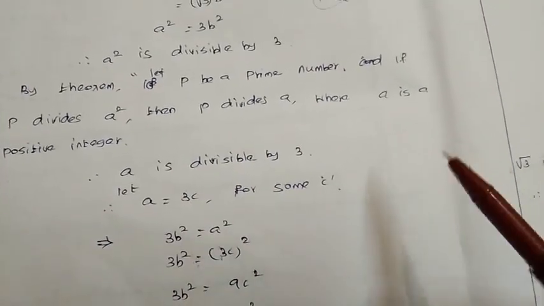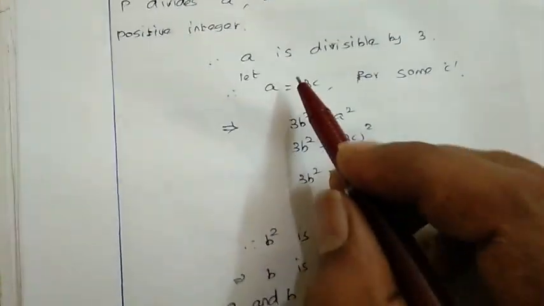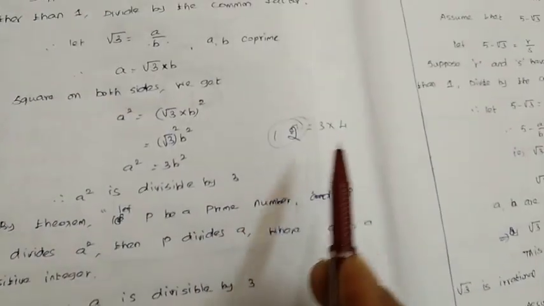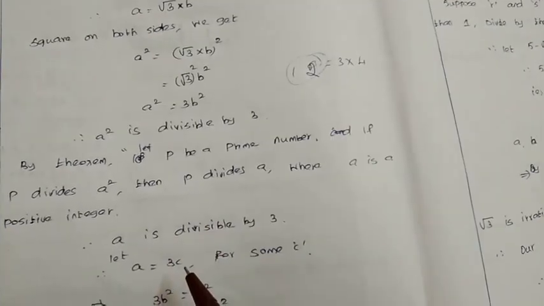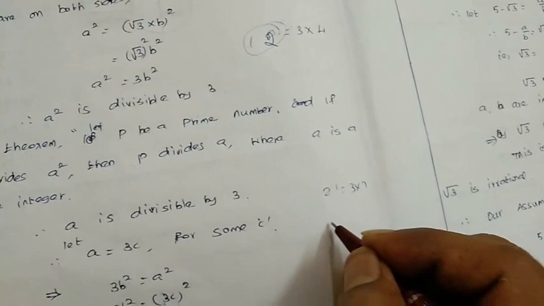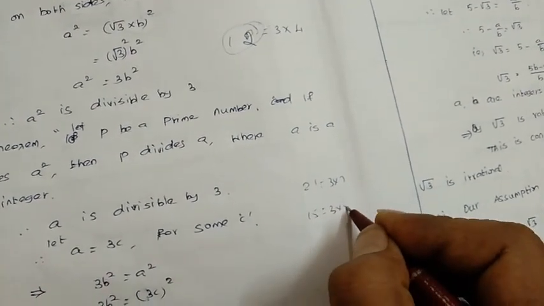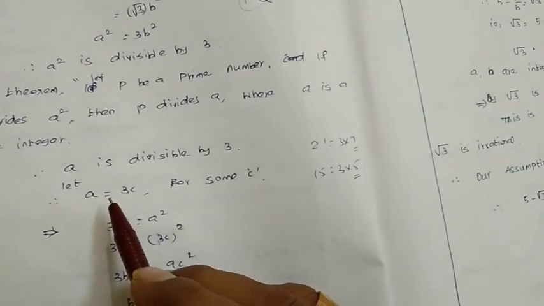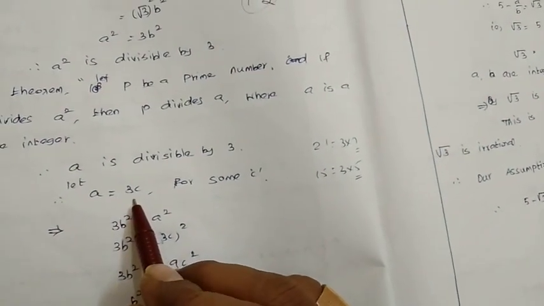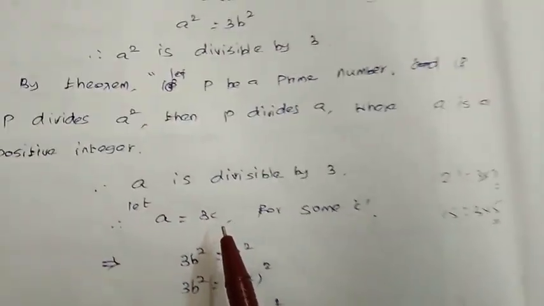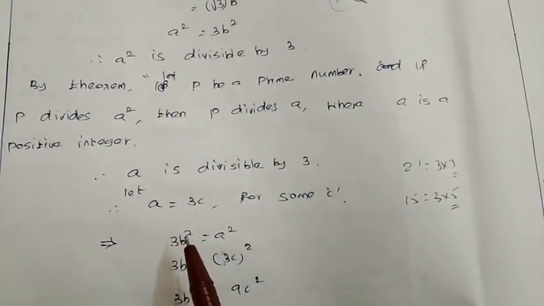Let a be divisible by 3, like 12. We write 12 equals 3 into 4, that is 3 into c, where c is some number; instead of c we can write 4. Similarly 21 we can write as 3 into 7, and 15 as 3 into 5. So a is a multiple of 3, that is, 3 into some number c. Don't think that c is a variable, it is some number. Now we are going to substitute this in the given data.